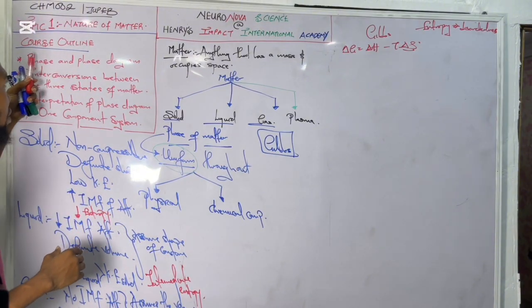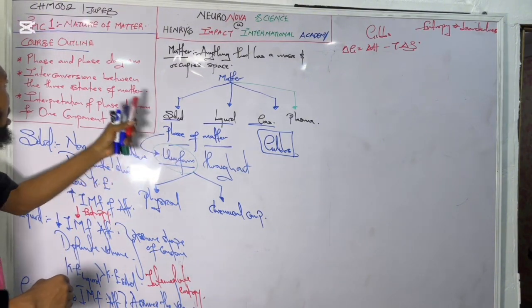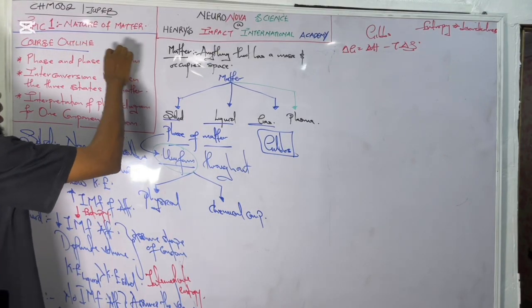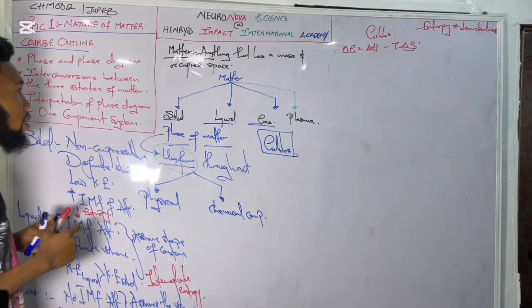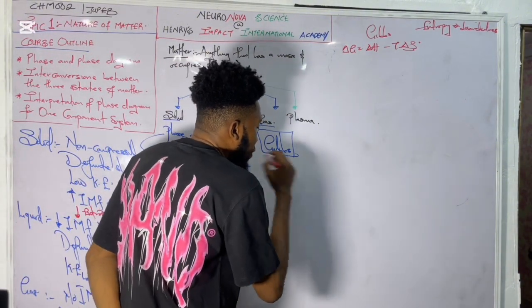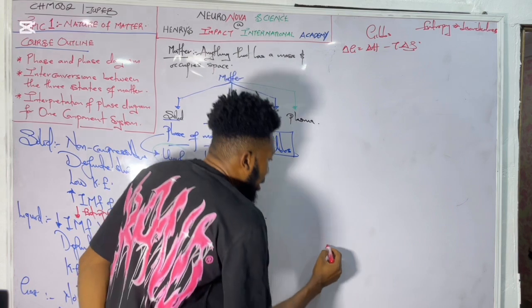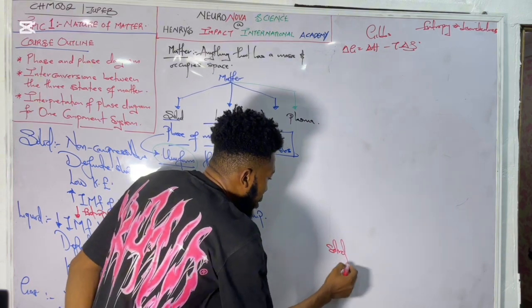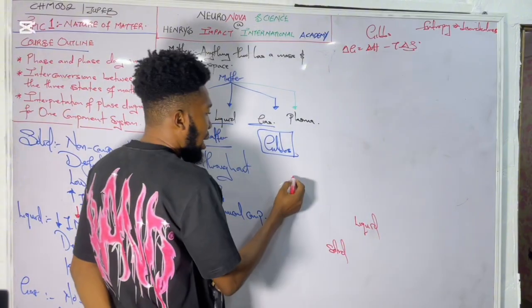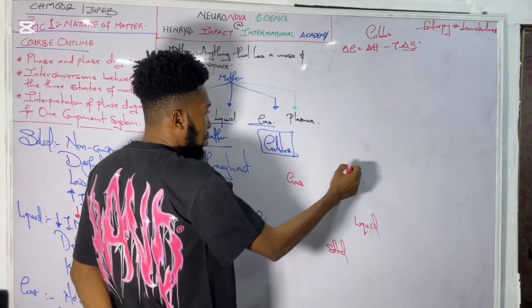is to define phases. We're going to look at phase diagrams, and when we look at phase diagrams, we're going to come into interconversion. But just before then, in our interconversions, I'm going to write solid here. Right here, I'm going to write liquid here, gas here, and plasma here.